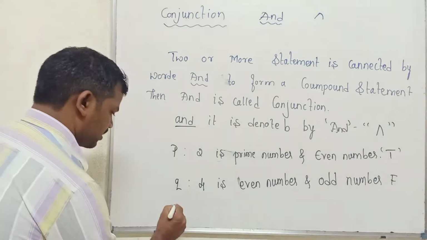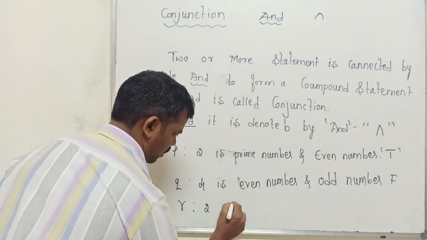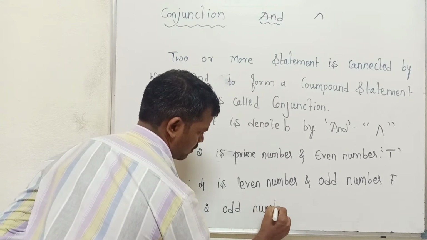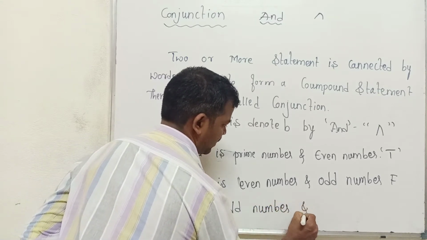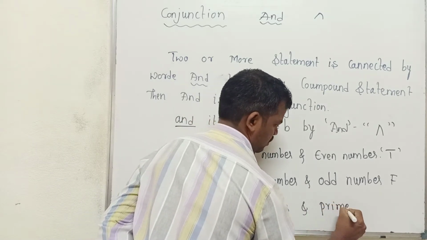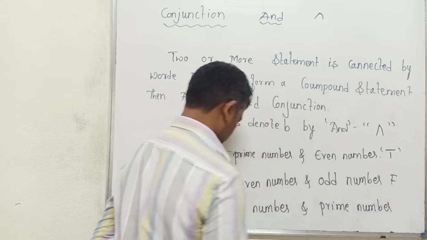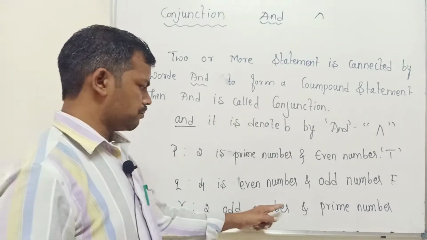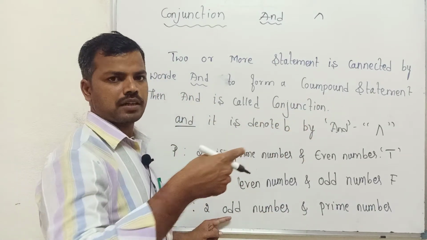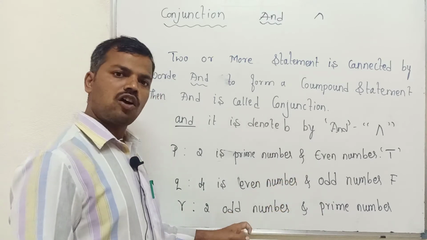We take another statement. For example, 2 is an odd number and a prime number. 2 is a prime number, but it cannot be odd. 2 is an even prime number, it is not an odd prime number.